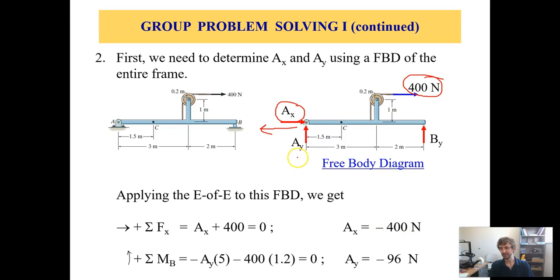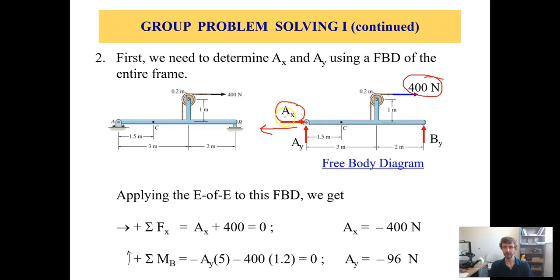As a note, I strongly suggest that you always make these arrows point in the positive direction just to begin with, because then you don't get confused. If you plot them in the negative direction to begin with, you're like, wait a second, I got a negative of a negative. What's going on here? Just don't do that to yourself. Point them in the positive direction, and then go from there.